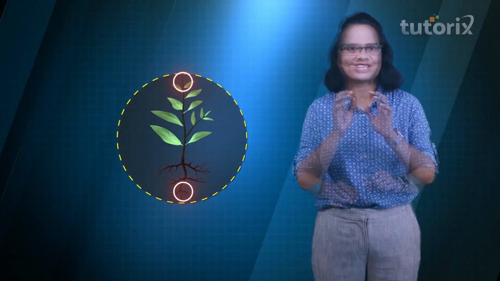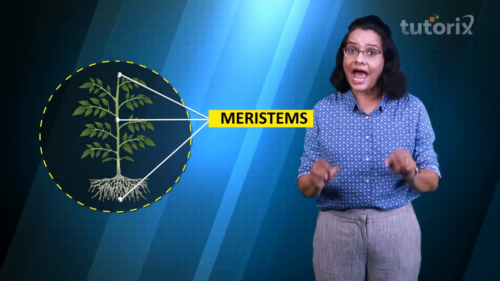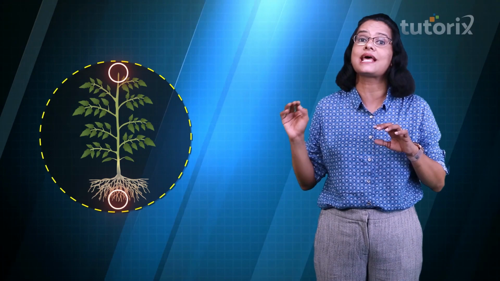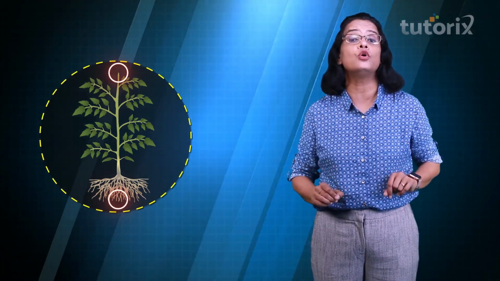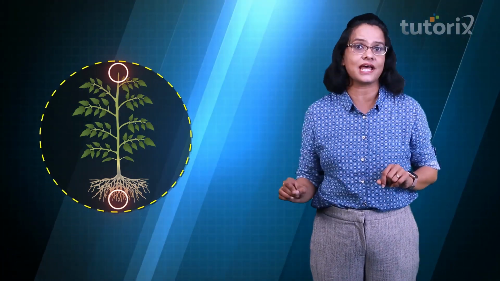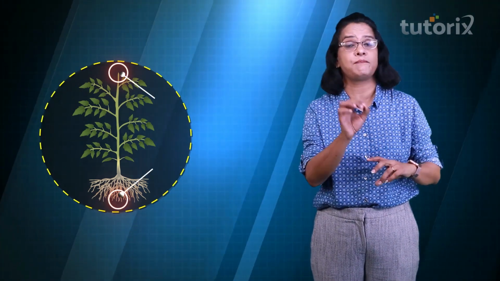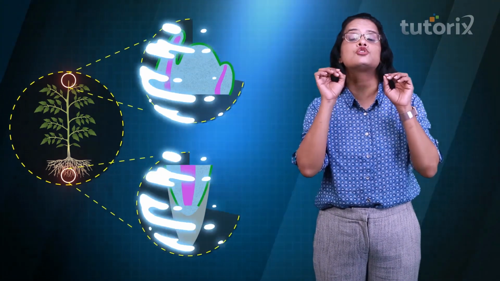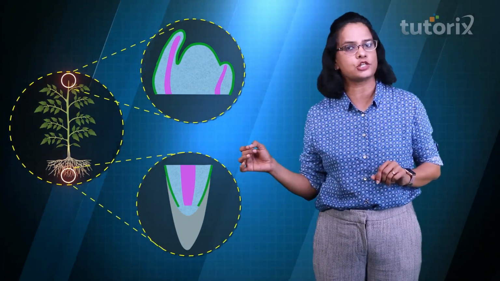meristematic cell. So friends, specialized regions in plants which contain cells that divide continuously are known as meristems. And those meristems which are present at the apices of the plant, which means those present at the root apex and the shoot apex, are known as apical meristematic cells, or that region is called apical meristem. Now guys, apical meristem leads to formation of primary tissues in plants.